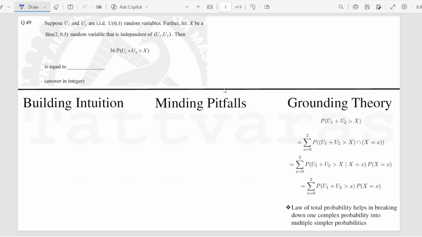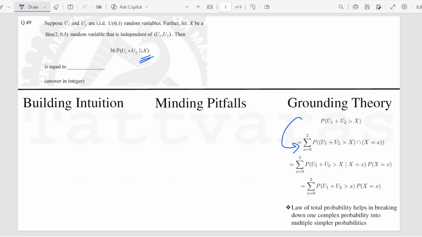Okay, starting with theory. Now, U1 plus U2, even though U1 and U2 themselves are very simple distributions, adding them up and then also bringing a third random variable makes things complex. But we can use theory and intuition over here to simplify things. When we have complex probabilities, the law of total probability often helps if we can find a variable which is helping us partition things. In this case, that random variable is X.